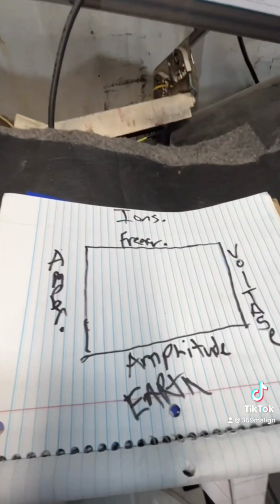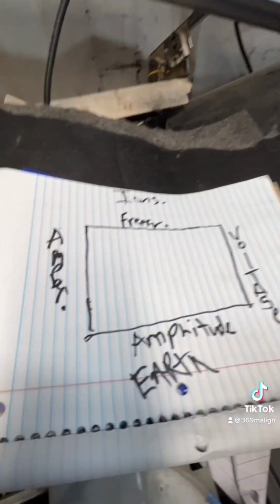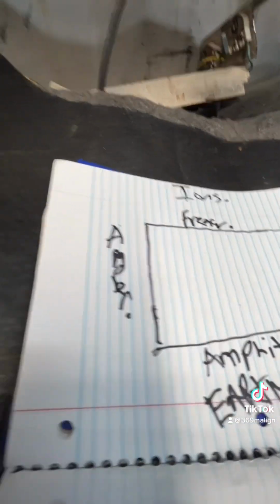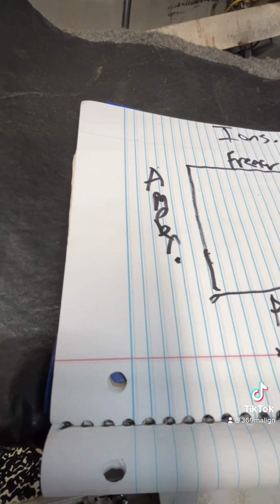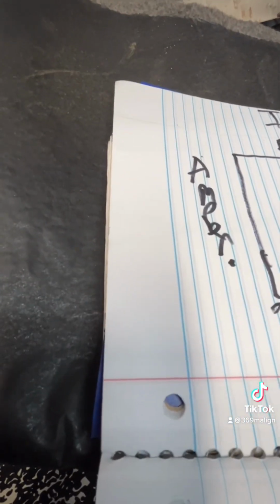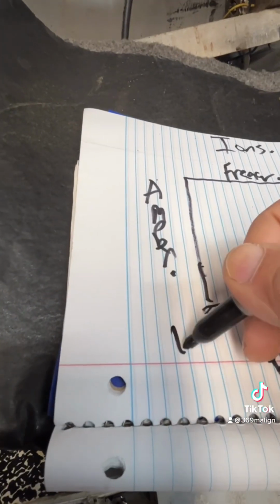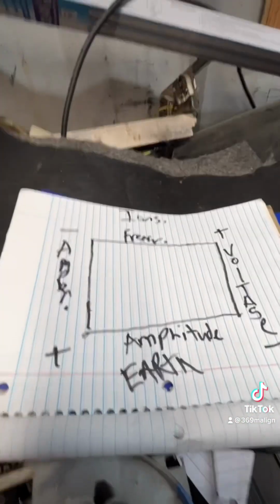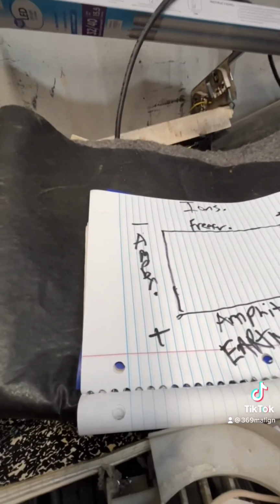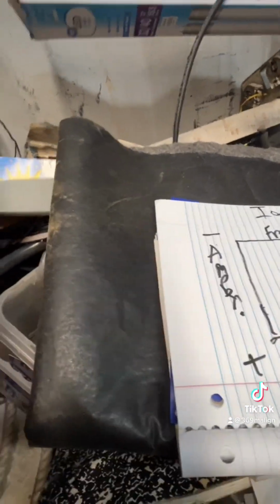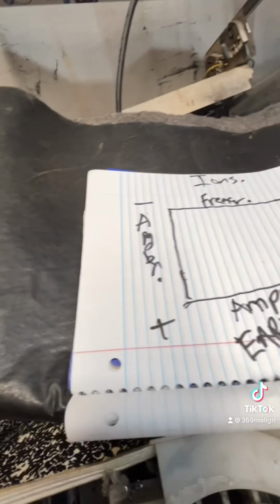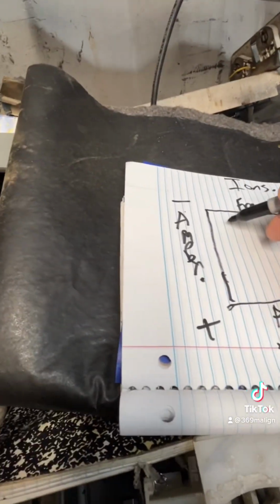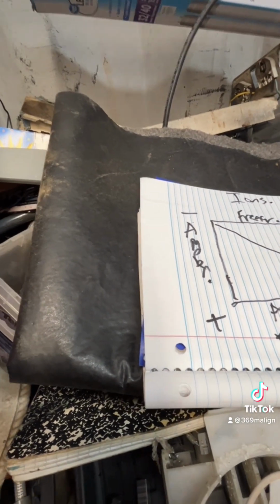All right, so then we're going to put a plus sign up here and a minus sign down here. And we're going to put a plus sign down here and a minus sign up here. And between voltage and amperage, we're going to put resistance in this direction.